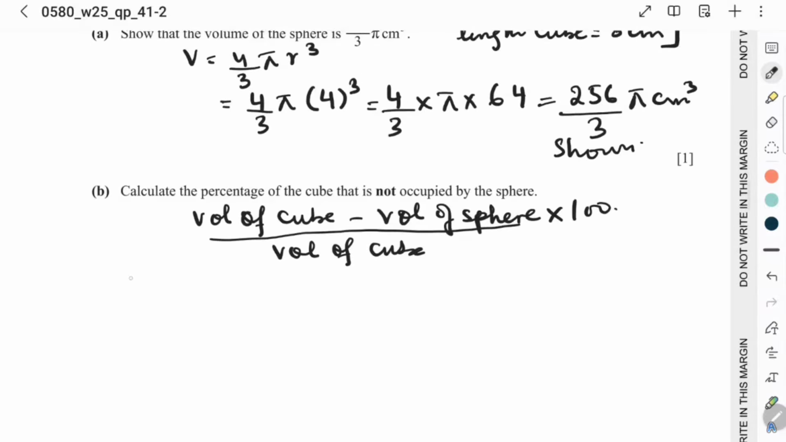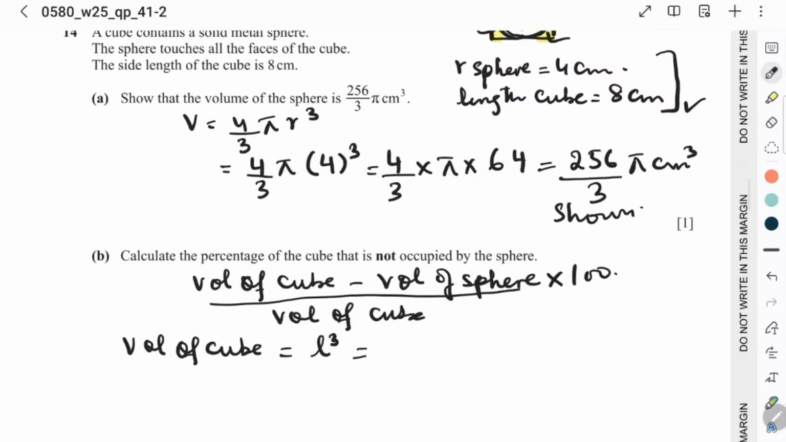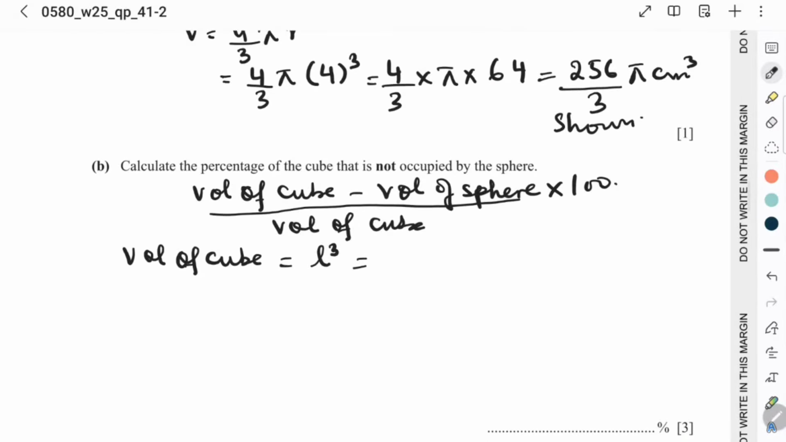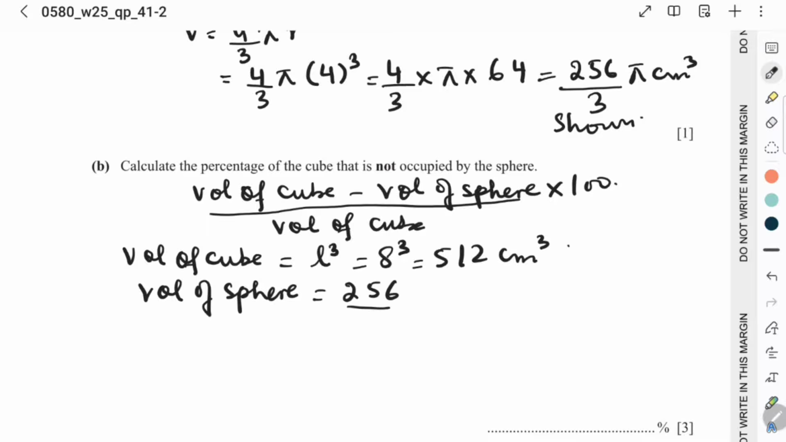Okay, so first of all, the volume of the cube is equal to L cubed. I told you the length of each side of the cube is 8 centimeters, so it is equal to 8 cubed, which is 512 cubic centimeters. Coming to the volume of the sphere, which we already know, that is equal to 256 over 3 pi cubic centimeters. How? We know this from the above part.